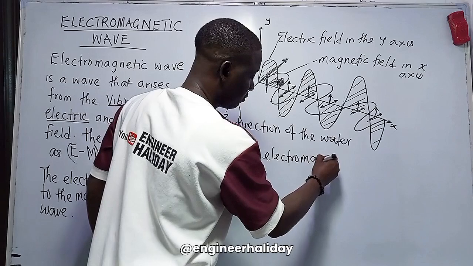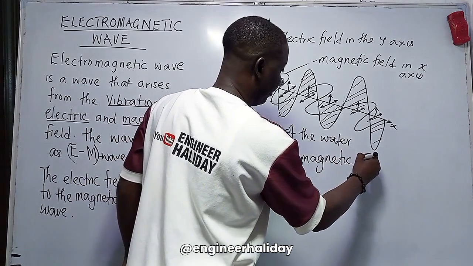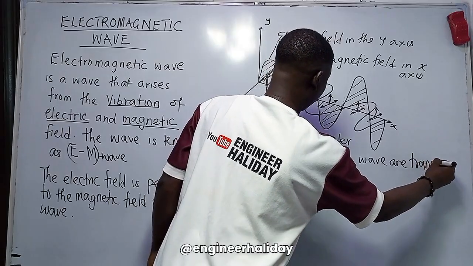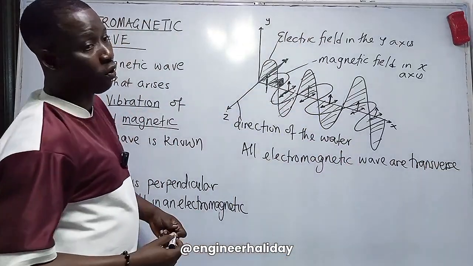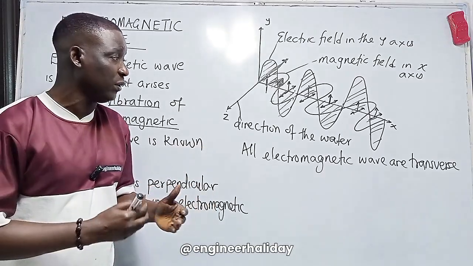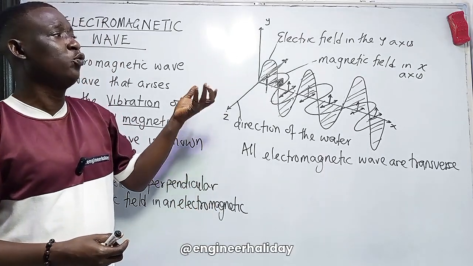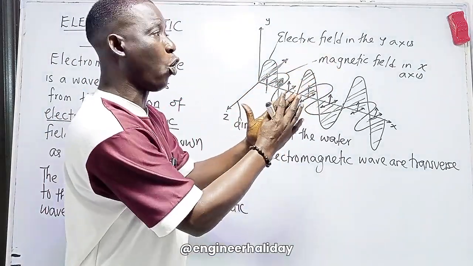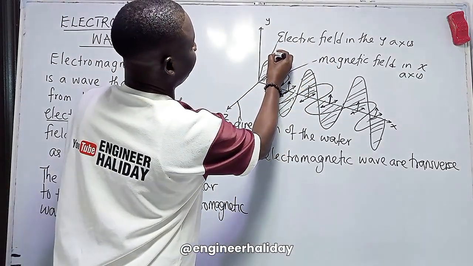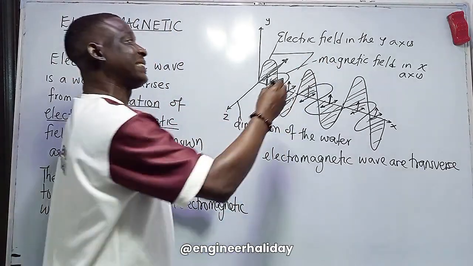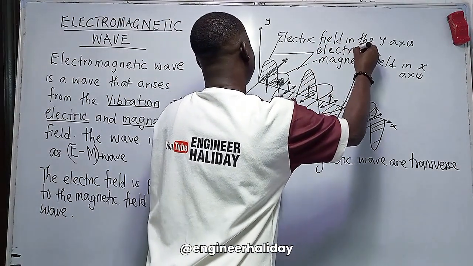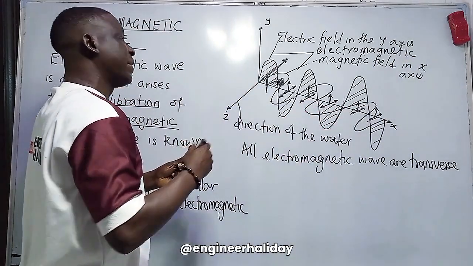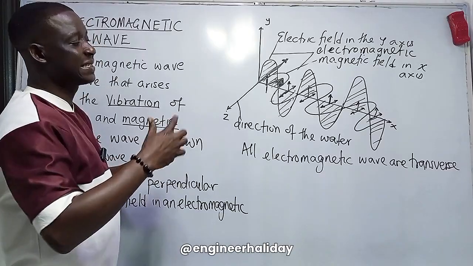Now, that means all electromagnetic waves are transverse waves, meaning that the vibration of the wave is determined by the electric and magnetic field. That's why the two now combine to give the name electromagnetic. Then because they vibrate, they move in a simple harmonic motion.